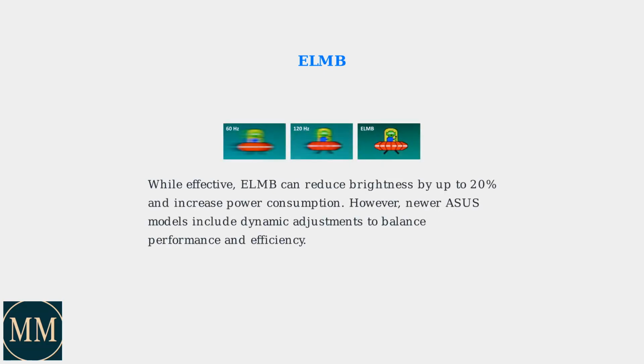ELMB is particularly effective compared to standard refresh rates, offering clearer visuals even at higher hertz. However, it can reduce overall brightness by up to 20% and consume more power. ASUS has addressed this in recent models with dynamic adjustments that optimize strobing based on content.